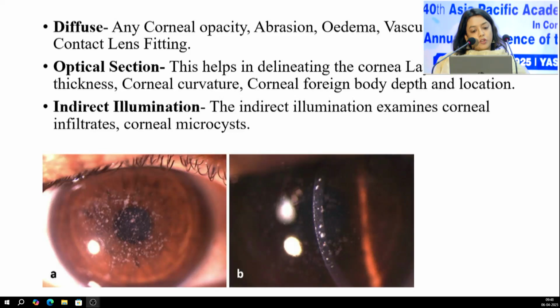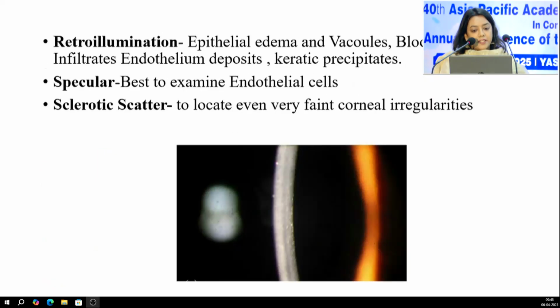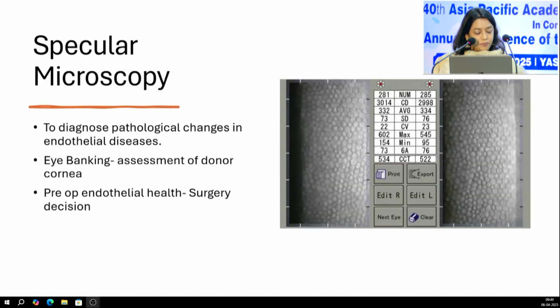Indirect is important for corneal microcysts. Retroillumination is especially useful for endothelial deposits and epithelial vacuoles. Specular is best for any endothelial dystrophy, and sclerotic scatter helps to localize very faint, subtle corneal irregularities.